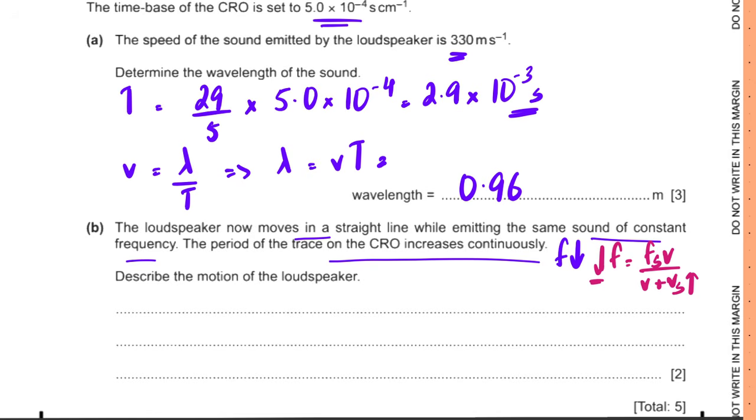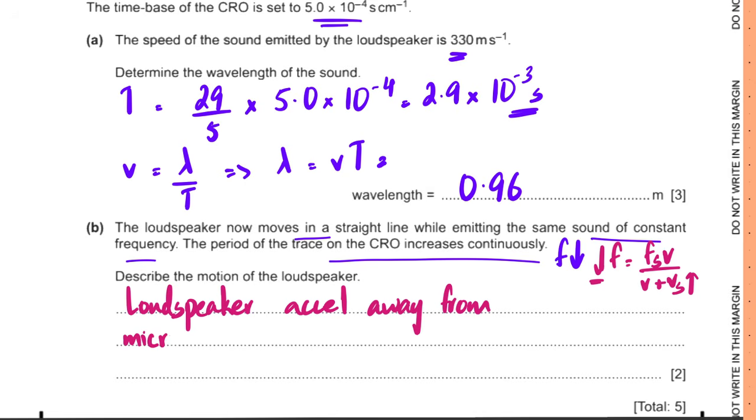So you'll say that the loudspeaker accelerates away from the microphone. So probably this is what the mark scheme says for this, is that one mark for saying that it's moving away, and the other mark is for saying that it accelerates, which makes up this total of 2.